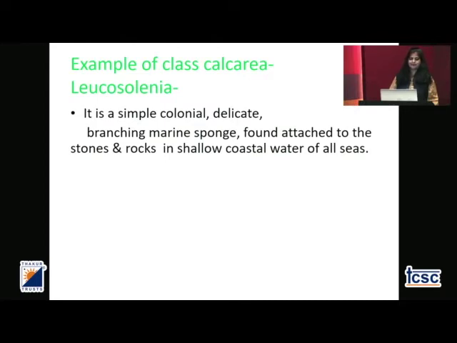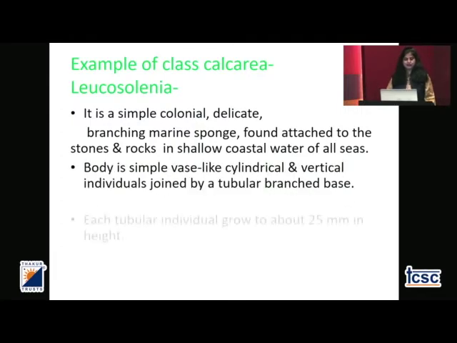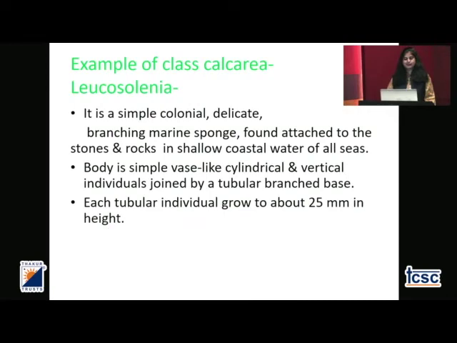It is a simple, colonial, delicate branching structure which is known for living in marine habitat, and they are usually found attached to hard surfaces like rocks or stones in the shallow waters in the coastal region. Body is cylindrical or vase-like. Numerous such cylindrical or vase-like structures which are vertical in nature are joined by horizontal branches at the base. They are known for growing up to 25 mm in height.